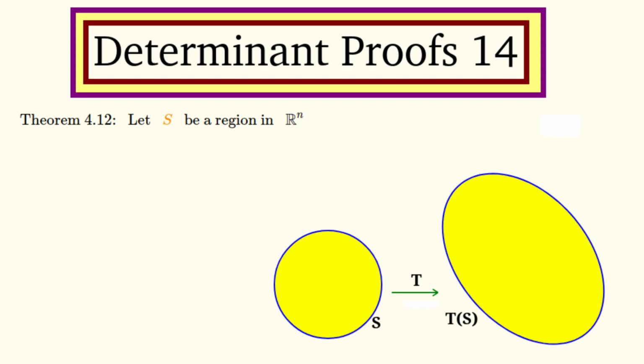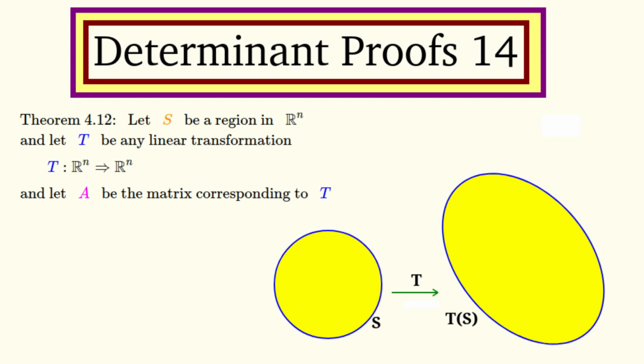So we'll define a region in n-dimensional space and call it S. We'll illustrate it here with a circle in two-dimensional space, a circle being the best irregular figure. Then we'll set T to be a linear transformation. T will transform this circle region into this ellipse that's leaning to one side, and we'll call this new region TS, which is T applied to S.